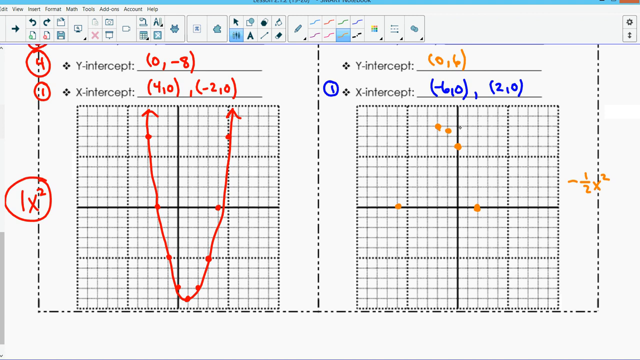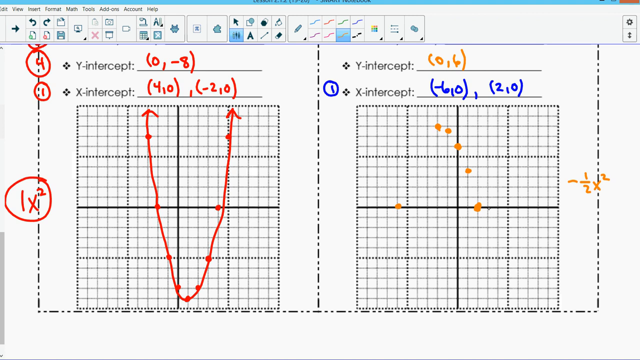If I move right 1, 2, 3, 3 squared is 9. Half of that is 4.5. So 1, 2, 3, 4.5. 1, 2, 3, 4. 4 squared is 16. Half of that is 8, which makes sense because then there's 8. I go back up here. 1, 2, 3, 4, 5. 5 squared is 25. Half of that's 12.5.